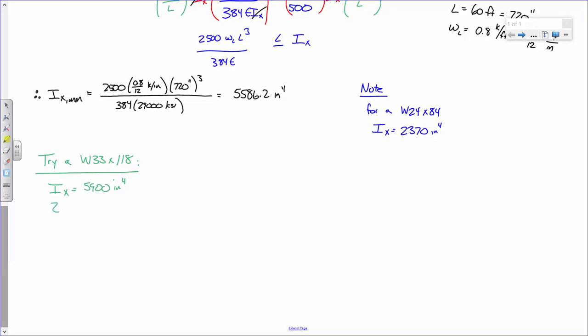Say it again. Hold on. Is that right? Okay. So help me out. For this section, what is phi Mn? 0.9 Fy Zx. So 0.9 times 50 ksi times 415. So what does that come out to be? So convert that to foot-kips.